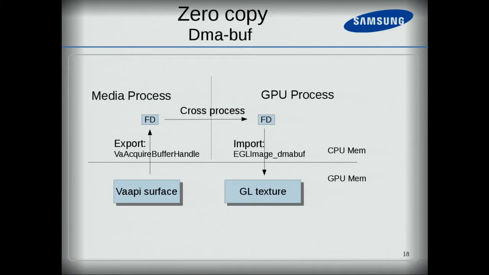Okay, and once we are in the GPU process, we use an extension of EGL image, EGL image DMA buffer. This is in the Khronos specification. So here, in the diagram, we see that this solution uses only specified things. It's not custom. And this extension, EGL image DMA buffer, allows you to import it to an EGL image in order to convert to a GL texture.